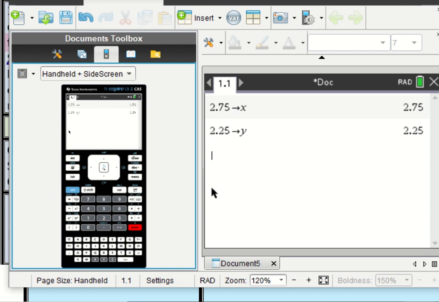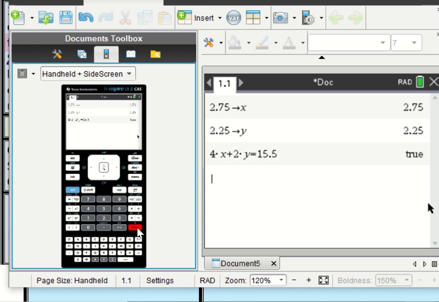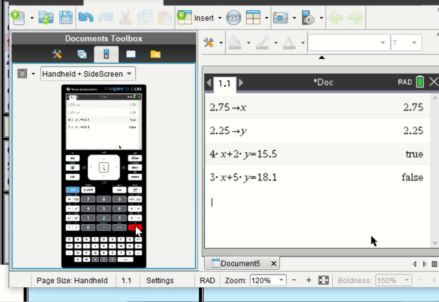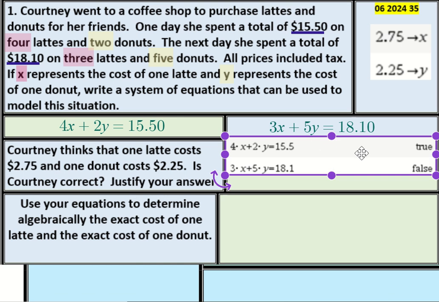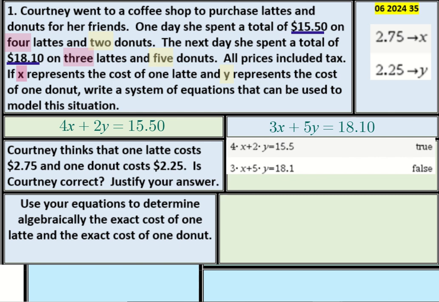I can write my equations in my calculator. So my first equation, when I press enter, the calculator says, yes, you're right. So now I'll put the second one in. So my second equation is false. So now I can go and answer the question about what Courtney thought. So since I did this work in my graphing calculator, I want to record what I put in my calculator to verify that Courtney is incorrect.